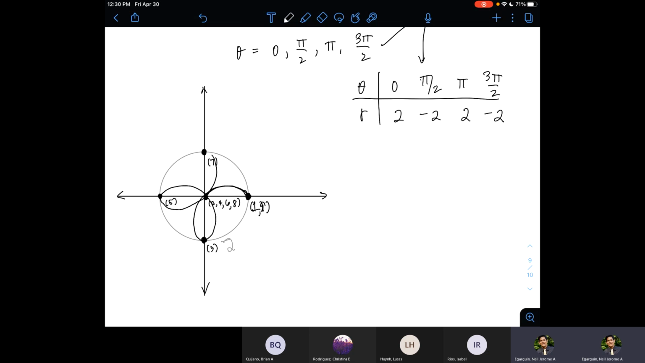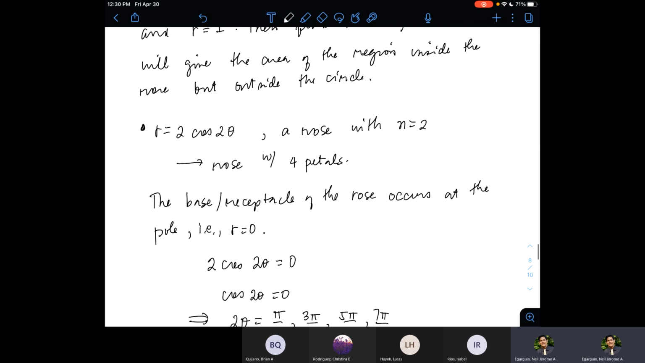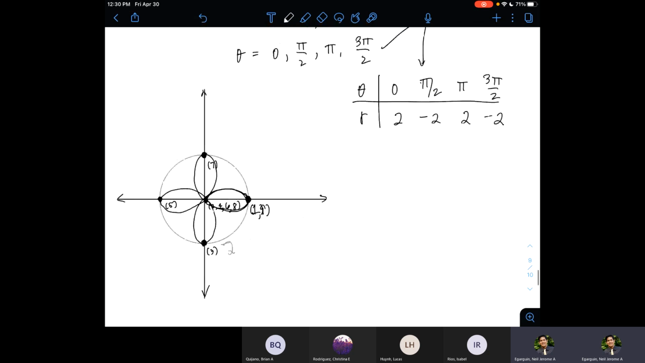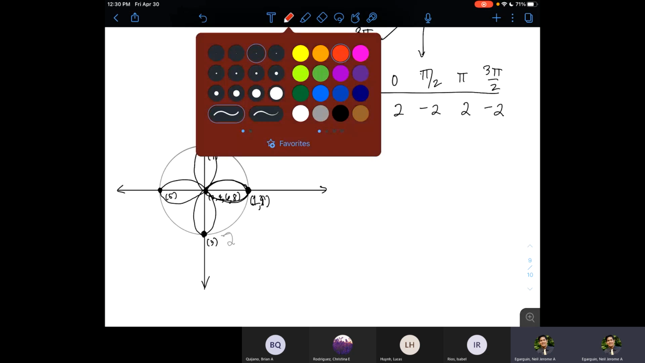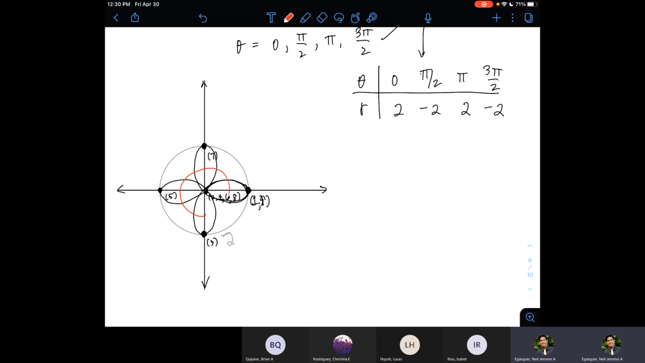7 point is this. 8 point is the pole. And then the 9 point will go back there. Okay, so this is your 4-petal or 4-leaf rose, right? And then the other curve is r equals 1, which is just a circle of radius 1. So let's have it here. Circle of radius 1. Let me erase my guide circle there.